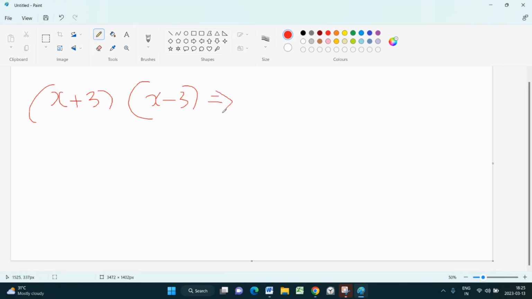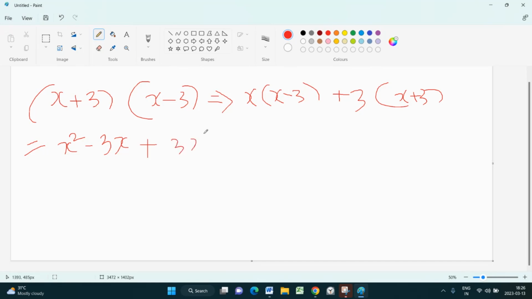Which is equal to x into x minus 3, plus 3 into x minus 3. This is on the formula. Which is equal to x into x, x square, minus 3 into x, minus 3x, plus 3 into x, 3x, plus 3 into 3, 3 threes are 9. The minus 3x and plus 3x cancel out. This is equal to x square plus 9.